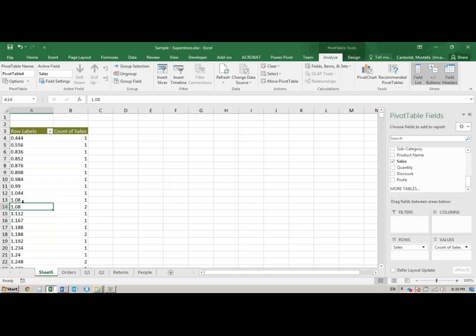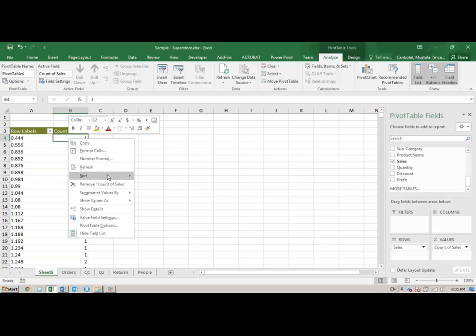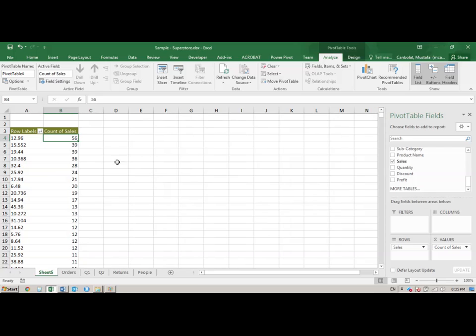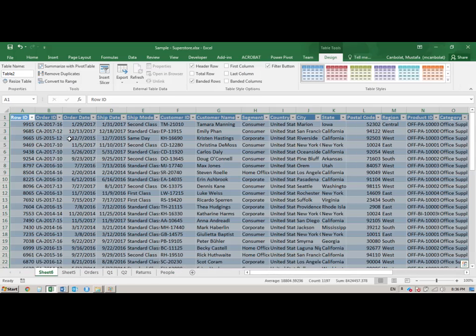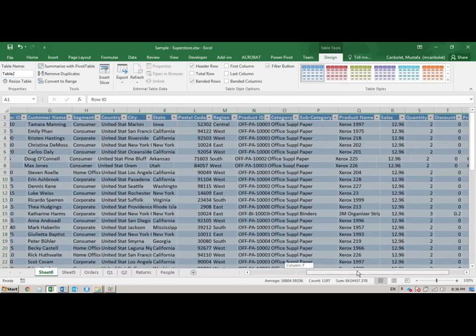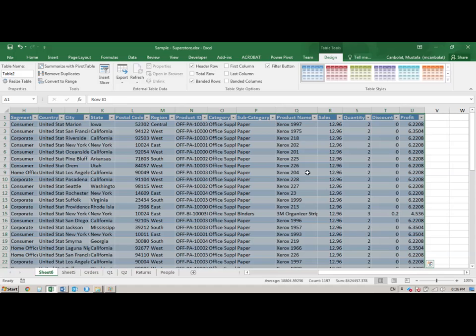I'm going to sort these from the largest to smallest, and I can see that $12.96 happened 56 times. And what is that? Let's try to find that out. I want to double click on it, and $12.96 is Xerox products.